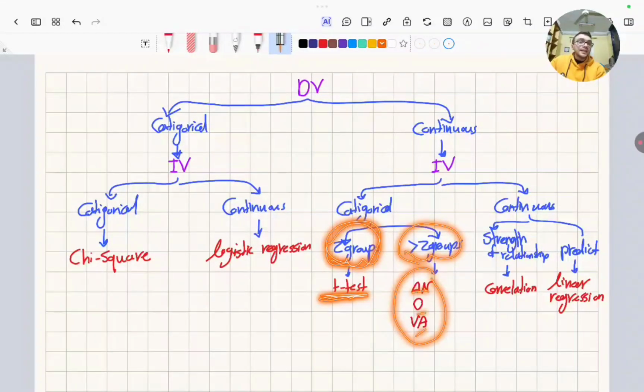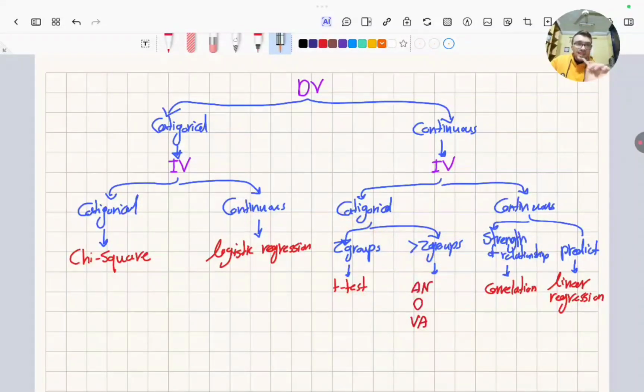Why I wrote ANOVA like that? Because I want you to know that ANOVA means analysis of variance. It would be written like that in the answer. Analysis of variance. And you would search for ANOVA. What is ANOVA? It's analysis of variance, and it's written in front of you.